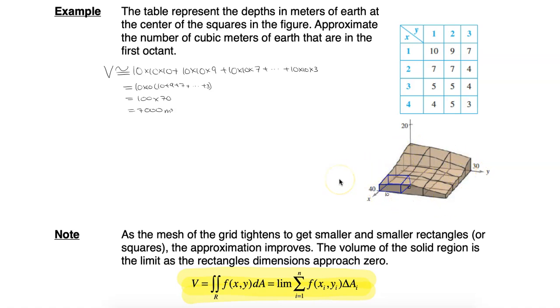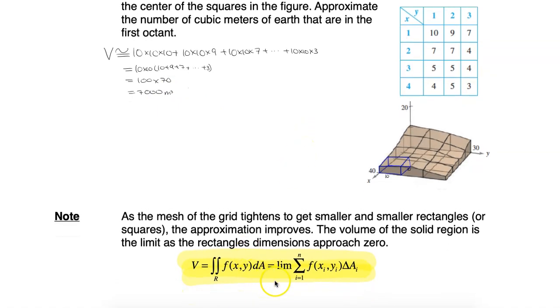For each prism we do base times height, or length times depth times height. Therefore, for each of them, there's 12 of them, it's 10 times 10 times 10, plus 10 times 10 times 9, plus 10 times 10 times 7, etc. 10 times 10 comes from the fact that the squares are 10 meters long, and the height is given here. So we add up all of those, and it ends up being 7,000 cubic meters of Earth.